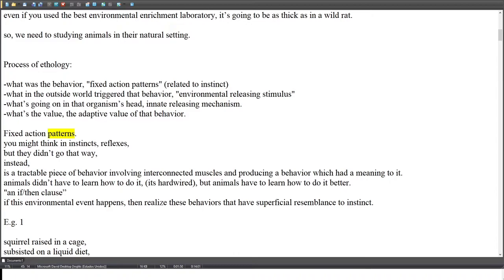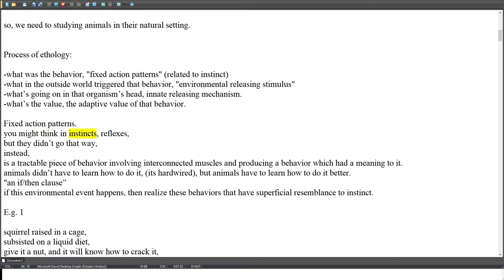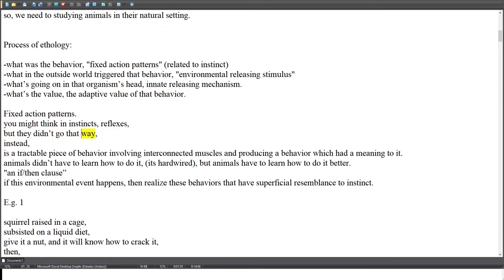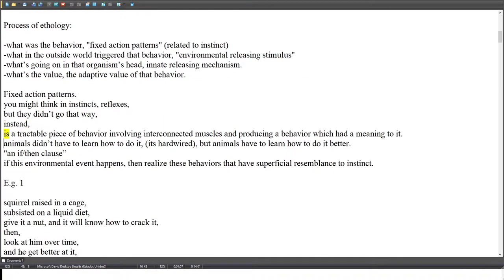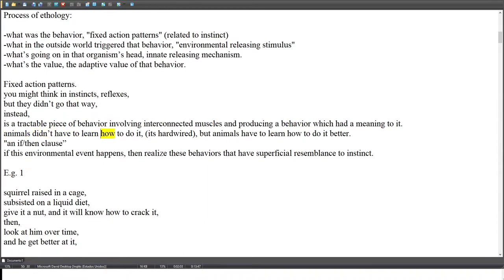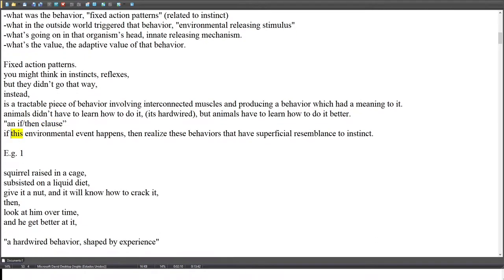Fixed action patterns. You might think of instincts, reflexes, but they didn't go that way. Instead, it is a tractable piece of behavior involving interconnected muscles and producing a behavior which had a meaning to it. Animals didn't have to learn how to do it, it's hardwired, but animals have to learn how to do it better. And it's an if-then clause: if this environmental event happens, then realize these behaviors that have a superficial resemblance to instinct.